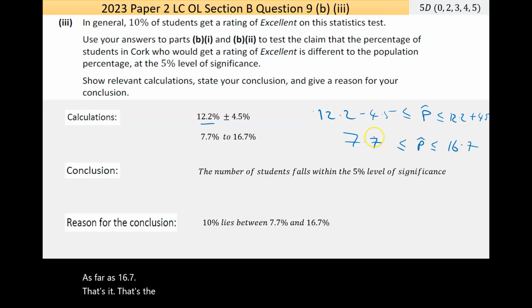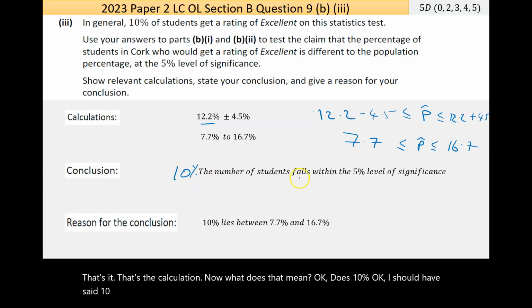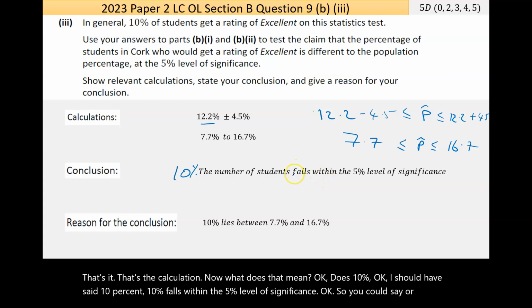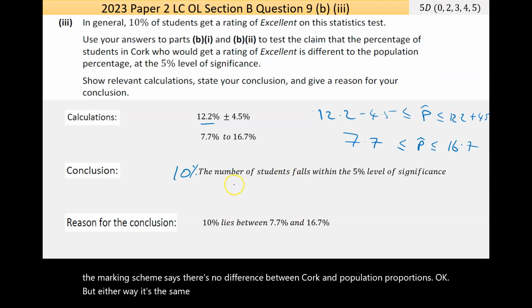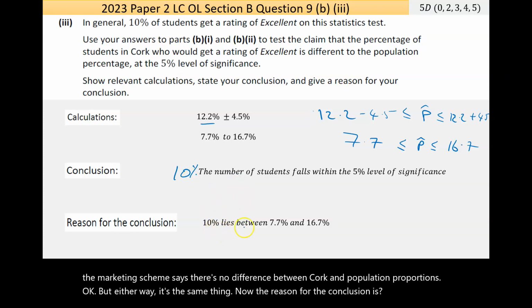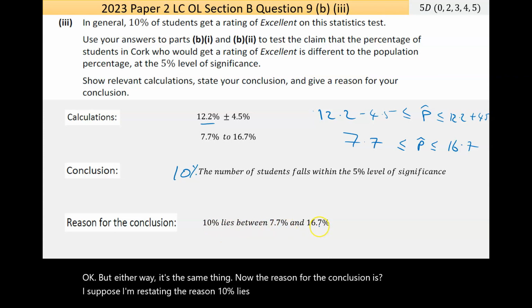Now, what does that mean? Okay, does 10%, okay, actually I should have said 10%, 10% falls within the 5% level of significance. Okay, so you could say, or just the marking scheme says there's no difference between Cork and population proportions. Okay, but either way, it's the same thing. Now, the reason for the conclusion is, I suppose I'm restating the reason. 10% lies between 7.7 and 16.7.